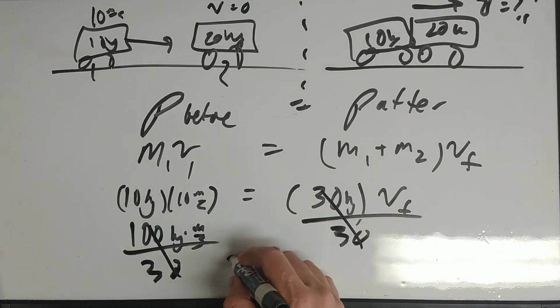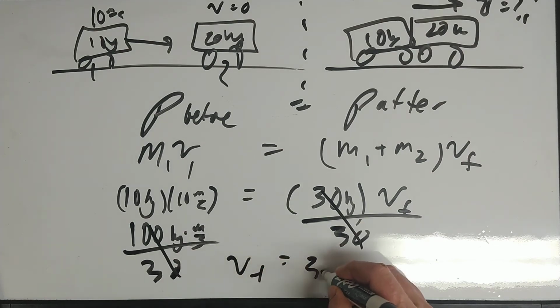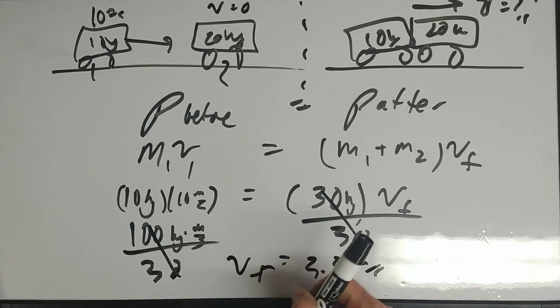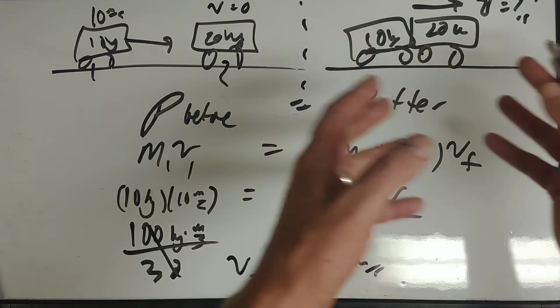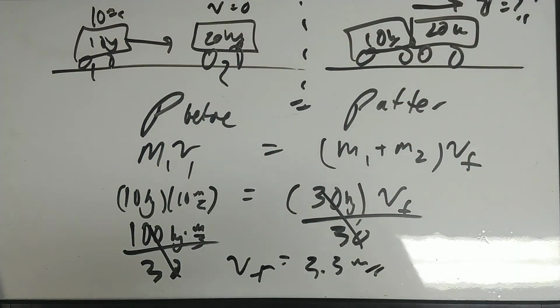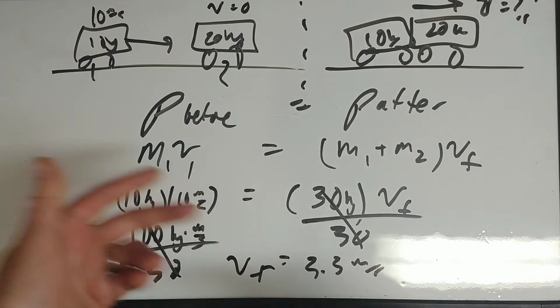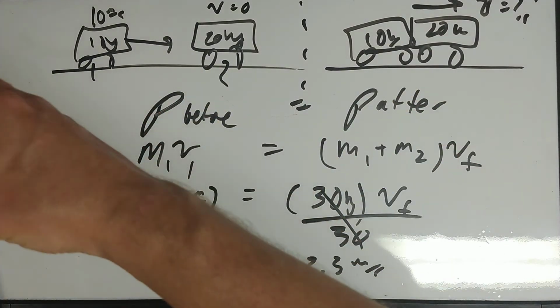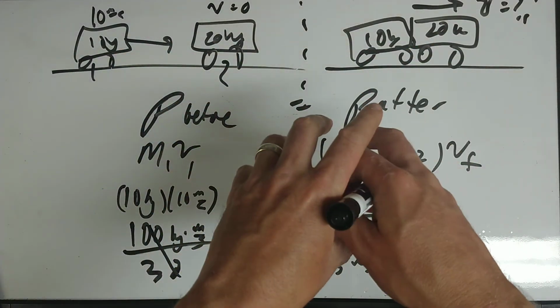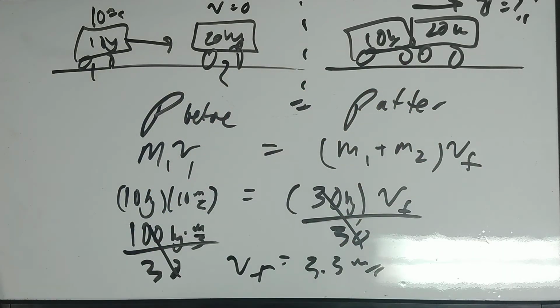Boom, boom. VF has to be about 3.3 meters per second of these moving away together, right? It's 3 times heavier now. So the velocity has to go down by 3 times. This could be a cart sticking together. It could be a cart rolling, and then you drop something into it to make it heavier. Like it could rain into the cart. That's an old AP question, actually.